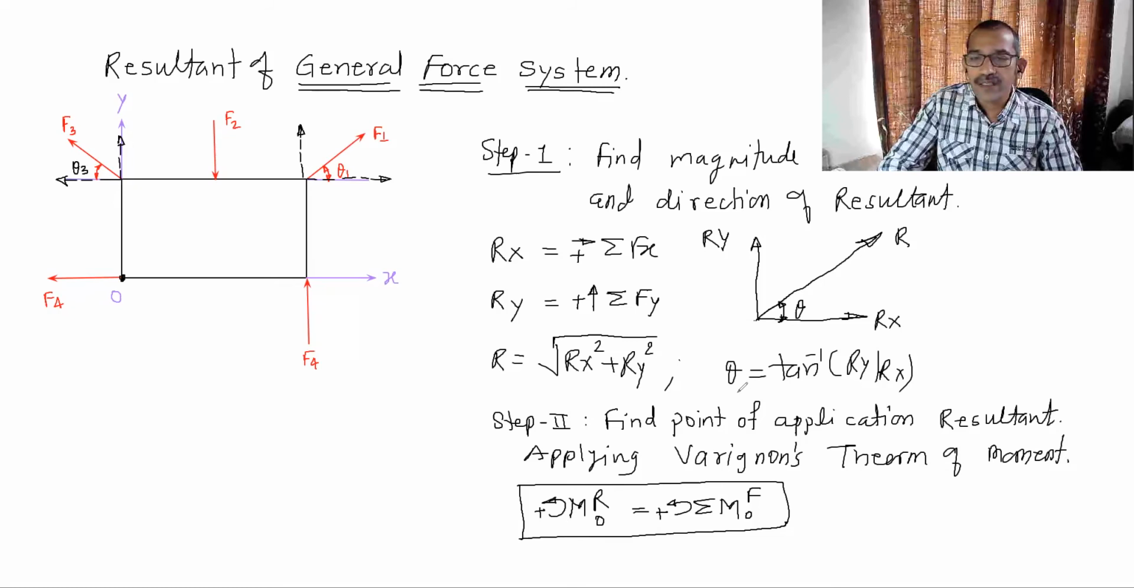Then R and theta: applying the Pythagoras theorem for the magnitude of the resultant, and the inclination of the resultant with the horizontal is tan inverse of Ry upon Rx. Then to find the point of application of the resultant, we apply Varignon's theorem of moments. In equation form, it is the moment of the resultant about any convenient point, say O, equal to the summation of moments of all forces about the same point.